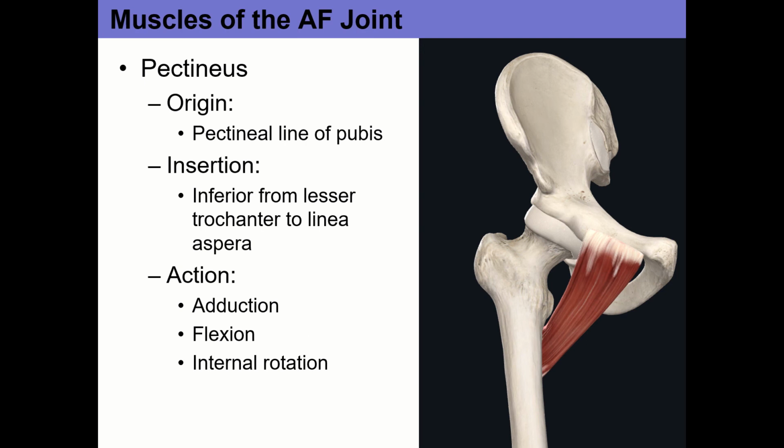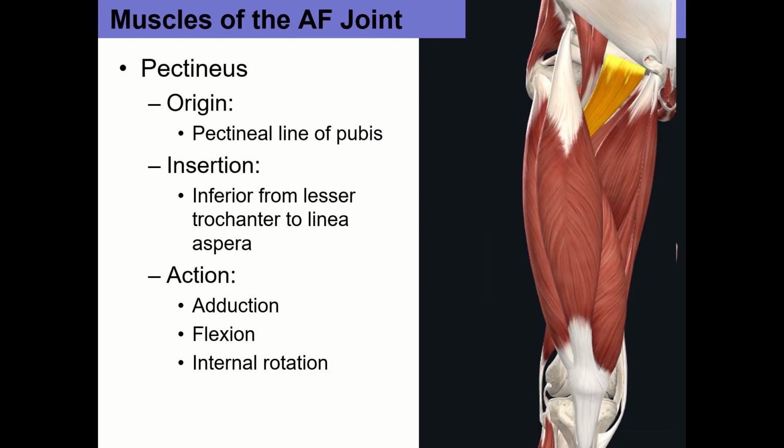And so pectineus, if we put all the muscles back on there, is highlighted there. Not quite all the muscles. I've taken off sartorius, which is a long muscle that would run through here. And then here's iliopsoas. You can see their bellies running together. And then right next to iliopsoas is pectineus.